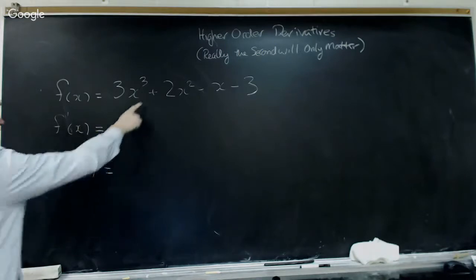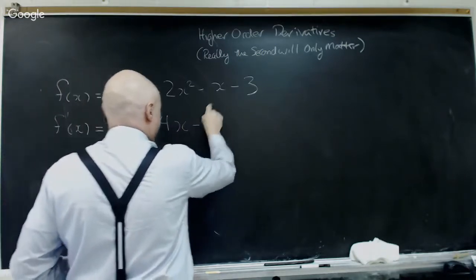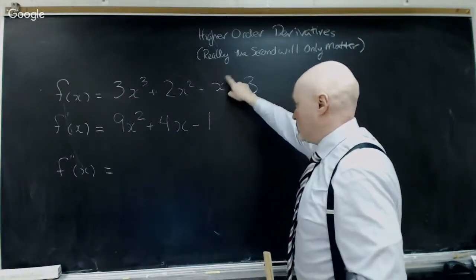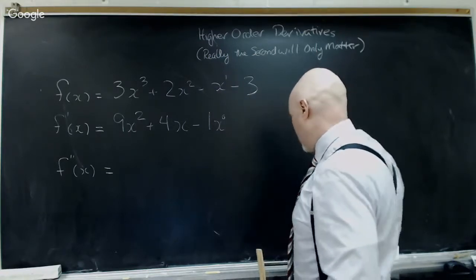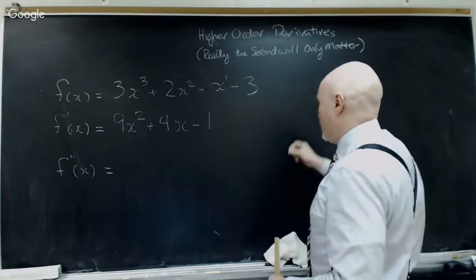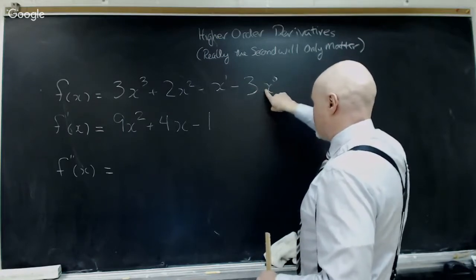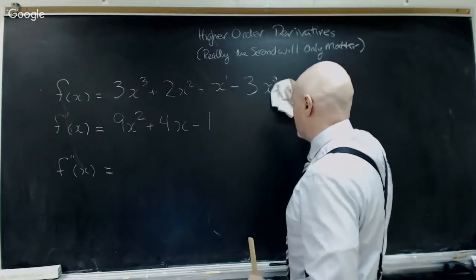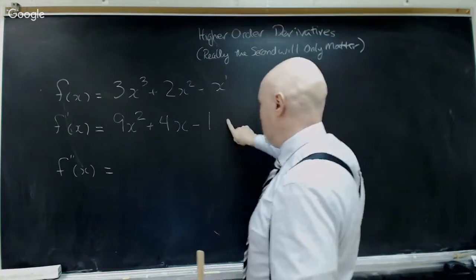First things first. This is 9x squared plus 4x minus 1, because that's x to the exponent 1, which becomes 1 times x to the exponent 0. But I'm not going to waste time writing x to the exponent 0. And this one disappears because this is negative 3 times x to the exponent 0. So the exponent comes down in front and it turns everything to a 0. So it completely disappears.